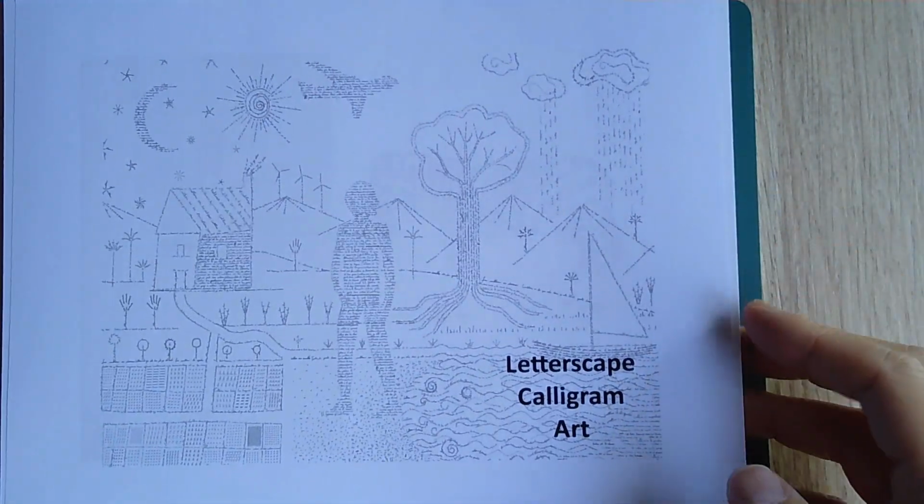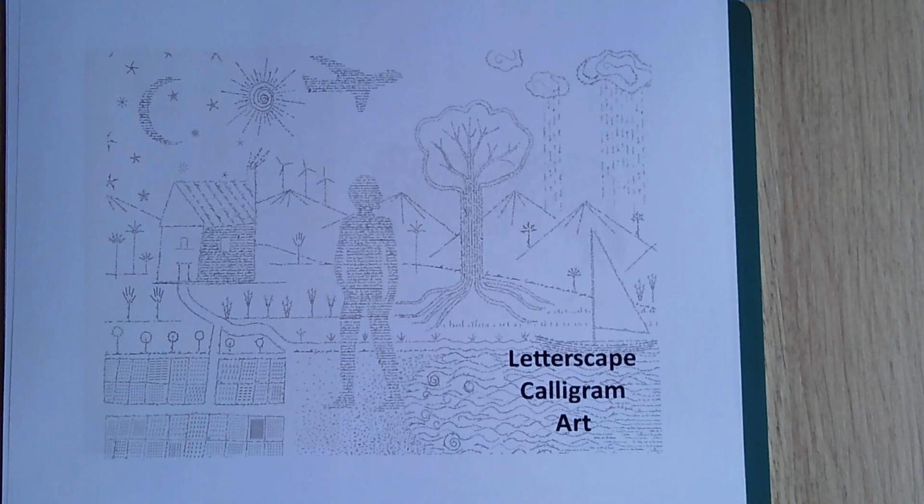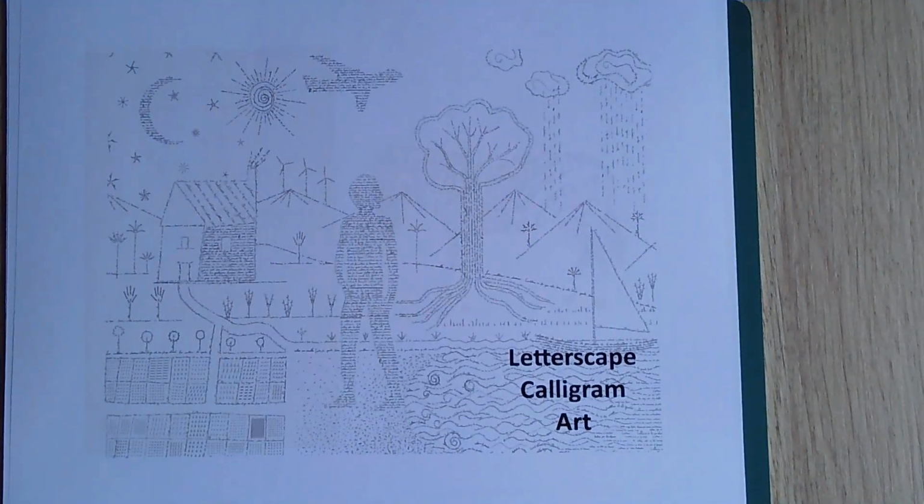Now here is a letterscape calligram, and as I'm sure it's a little bit tricky to see, I'm going to zoom in for you. We have a picture. When we look at it, we can see a man with a house. We can see trees, mountains. What else can you see? Shout it out.